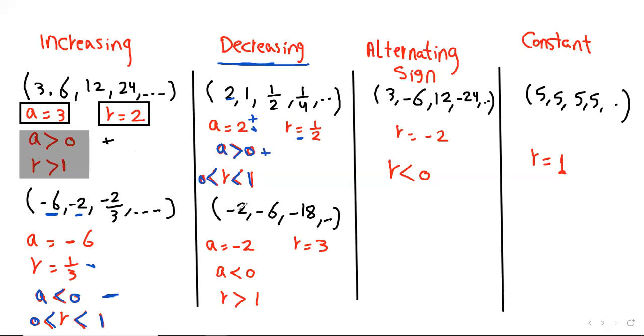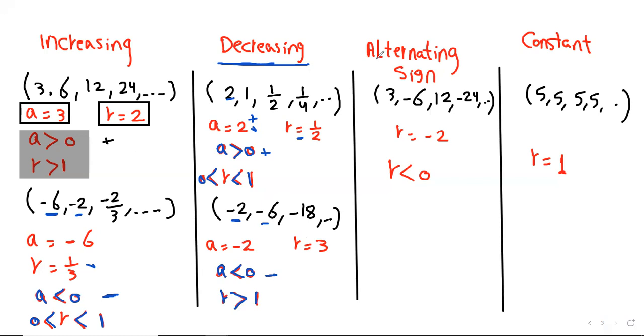And here in this sequence, the first term is -2, then -6, then -18. As you see here, the sequence decreases. So we say that the sequence is a decreasing sequence. Look at the first term, it's a negative number. So it's less than 0, negative. And the common ratio here, -6 divided by -2, is 3. And R is greater than 1. So A less than 0 and R greater than 1, the sequence is a decreasing sequence.